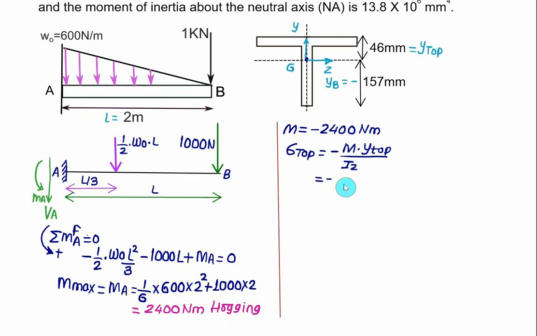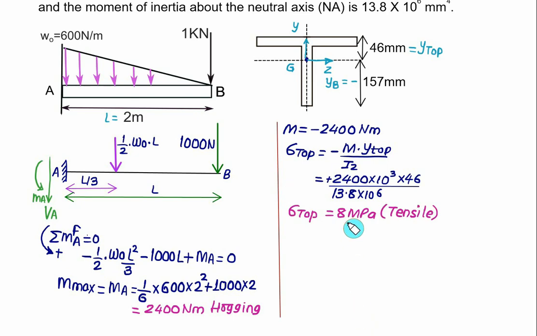M is same as 2400 Newton meter, that is Newton mm, so you have to multiply this value by 10 to the power 3. But the value of M is negative, and negative becomes positive, so this value becomes positive. Y top is equal to 46. So we multiply by 46 divided by the moment of inertia Iz, that is 13.8 into 10 to the power 6. Solve this value, we will get the value of sigma top. If you solve this, you will get this answer equal to 8 megapascal.